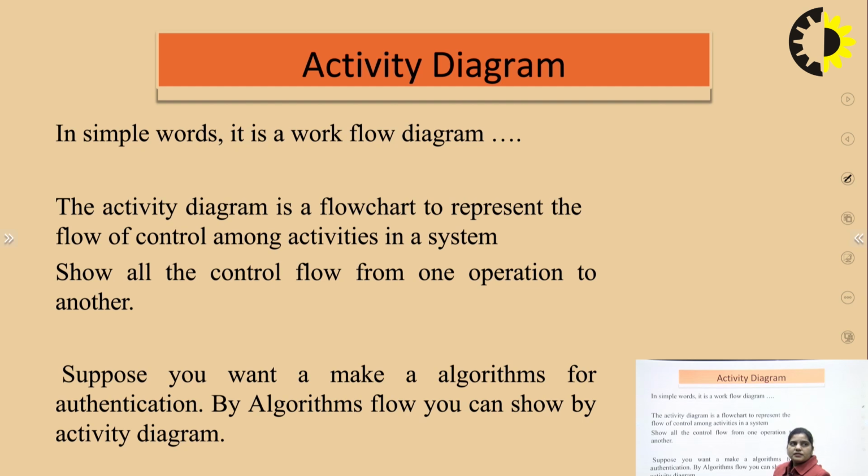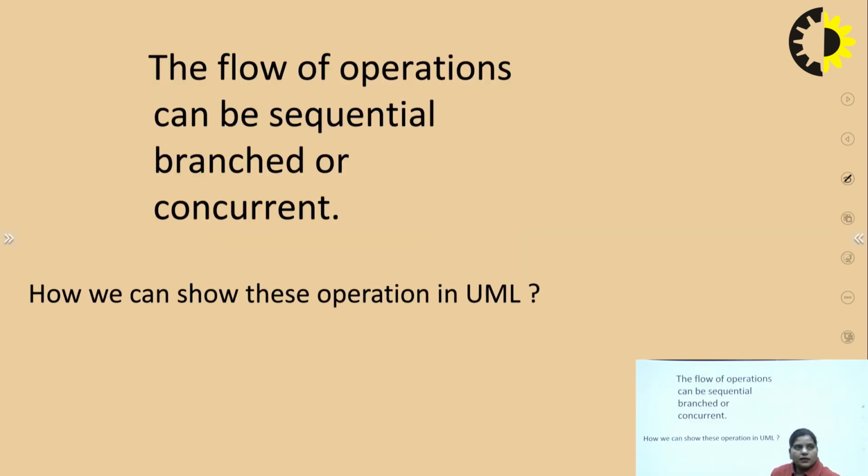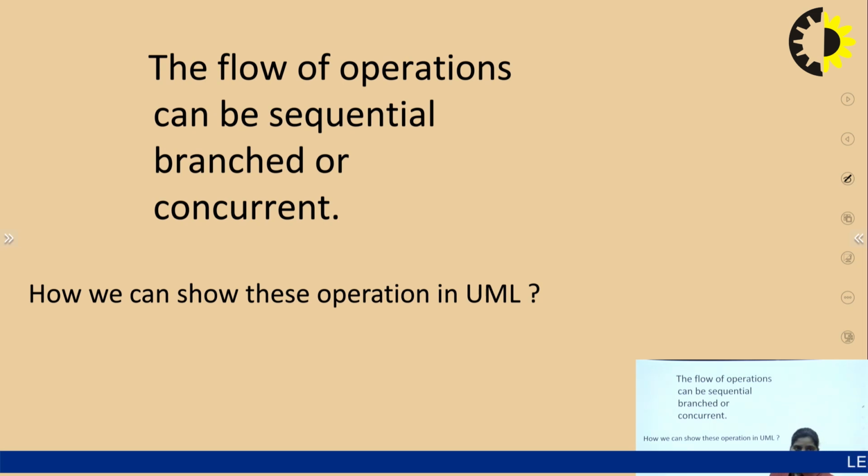Now the second diagram is the activity diagram. Basically we can say that it is a workflow diagram and flow chart to represent the flow of control among the different activities which occur in a system. So it's basically a pictorial representation of all the control which flows from one operation to another. Suppose you want to make an algorithm for authentication by the algorithm's flow, you can show it with an activity diagram. With the help of an activity diagram you can show this example.